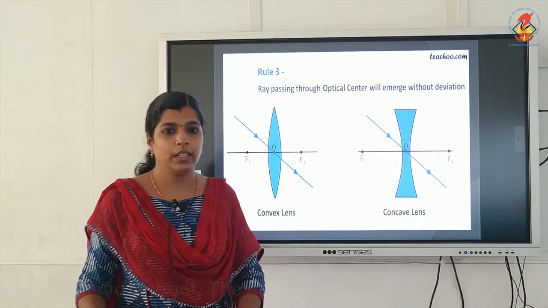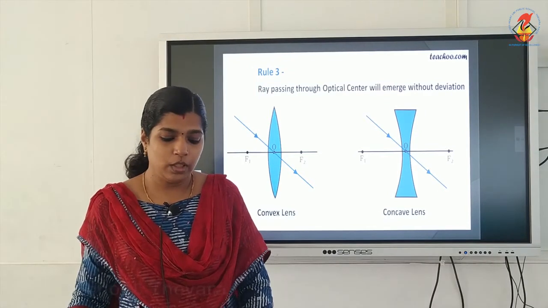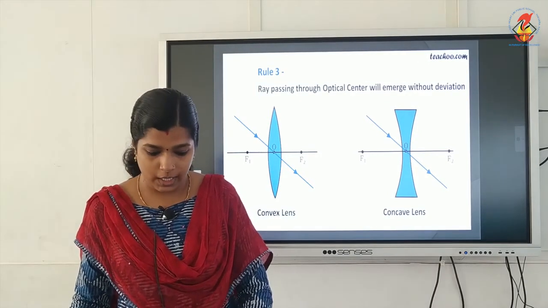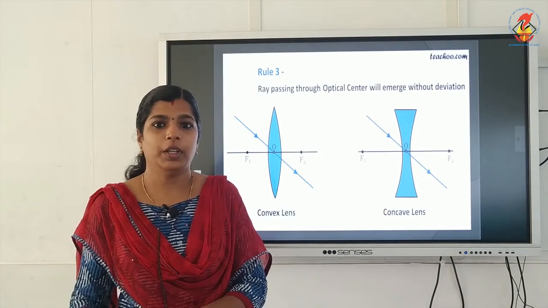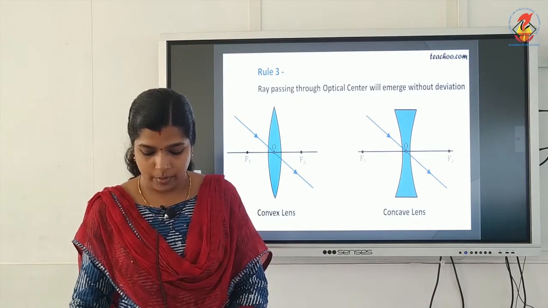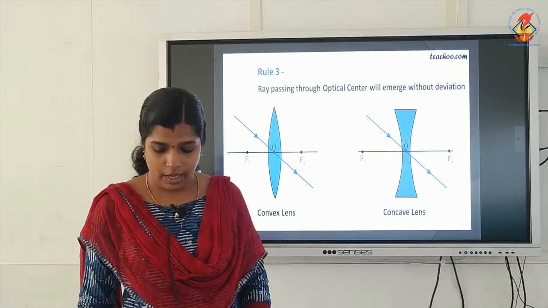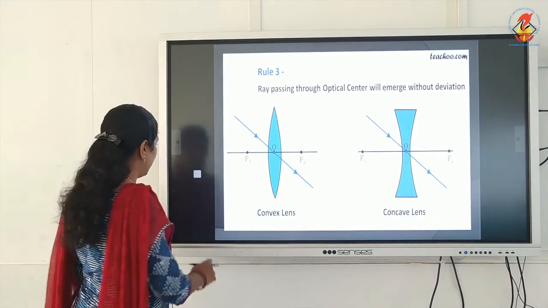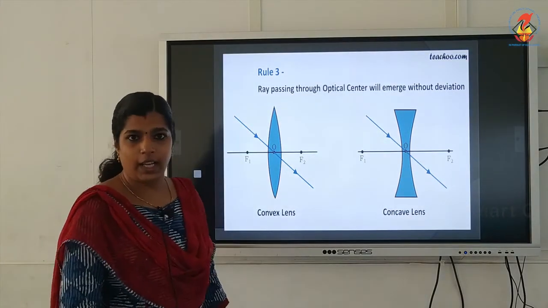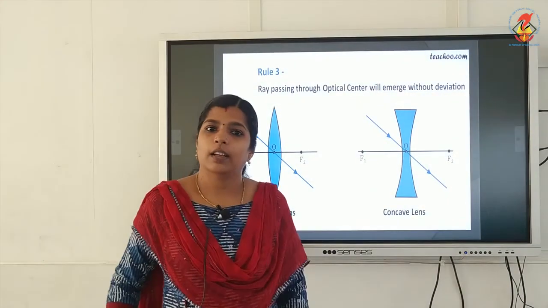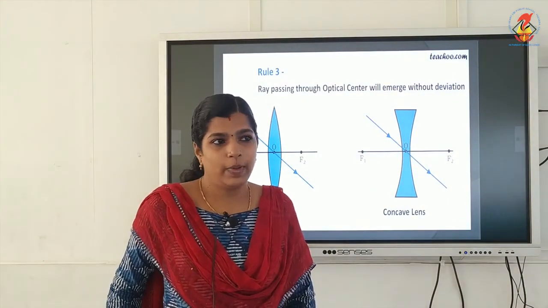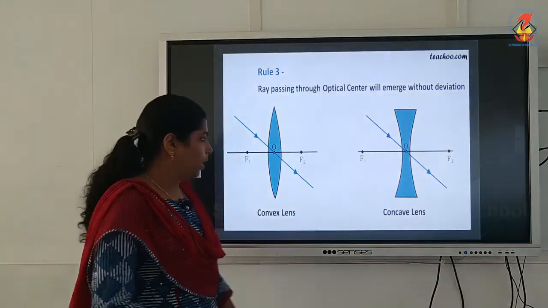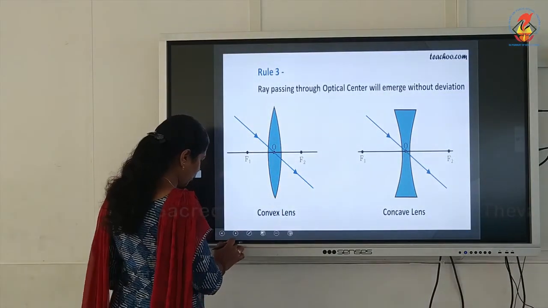A ray of light passing through the optical center will not suffer any deviation. Refraction will not take place in that case. Actually, if you draw a very thin lens, then refraction will not take place, meaning we will neglect it. Actual diagram I will show you.